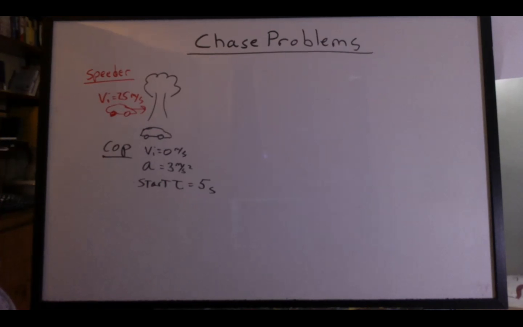Let's modify the problem. The speeder goes by, but the cop doesn't start chasing for 5 seconds. Now what do we do? One thing you can do is to start the problem when the cop starts the chase. By that time, the speeder is 125 meters down the track.